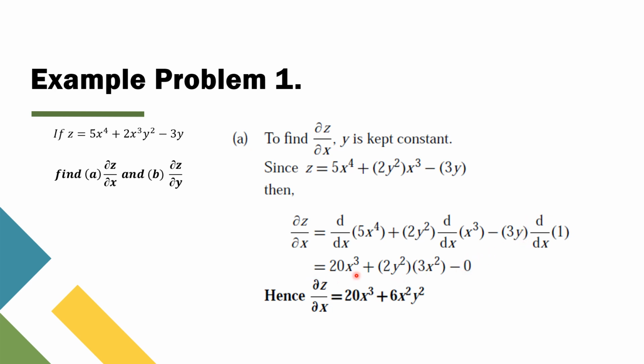Now, we will simplify this expression further. We have 20x cubed plus 2y squared times 3x squared minus 0. Hence, the partial derivative of z with respect to x will be 20x cubed plus 6x squared y squared, right?